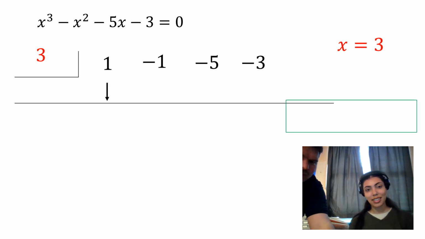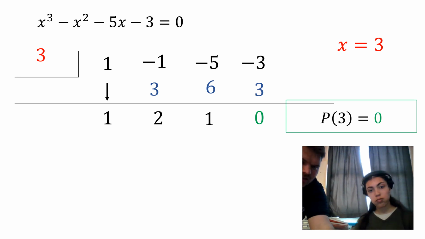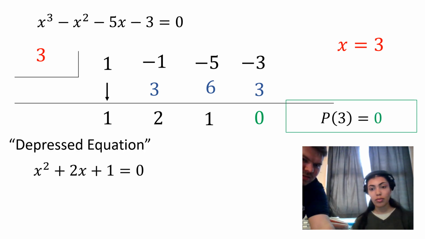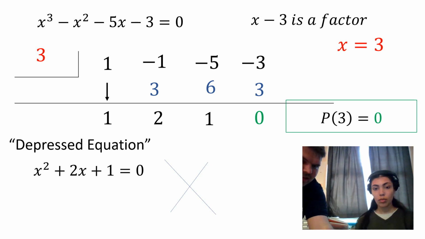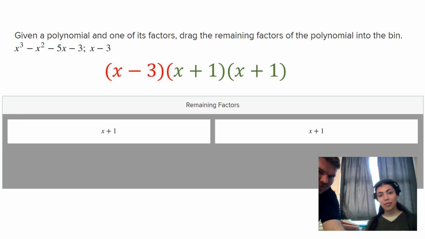Perfect. And we bring down the 1. 1 times 3? It's 3. And then 2. And then 6. And then 1. And then 3. And then 0. And what's nice now is we get x squared plus 2x plus 1. And all we have to do is the x method. What two numbers multiply to be 1 but add to be 2? 1. Perfect. So our answer is x plus 1 and x plus 1. And that was it for that one.